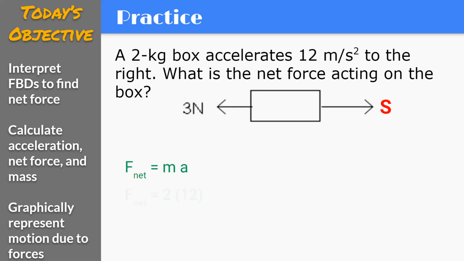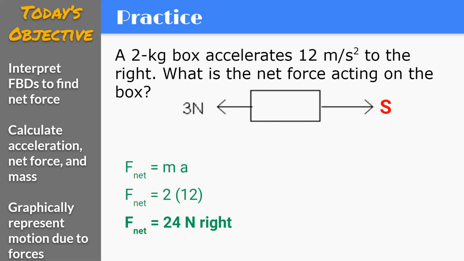Plugging in, I have a mass, I have an acceleration. 2 times 12 is 24 newtons, and my net force will be in the positive direction because my acceleration was also in the positive direction, or to the right. Okay, so my net force, 24 newtons to the right. Okay, so that one's simple enough. The picture might even throw you off if that's all you were asked for. However, that's usually not what I'm going to ask for.